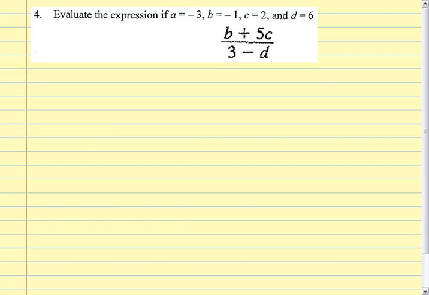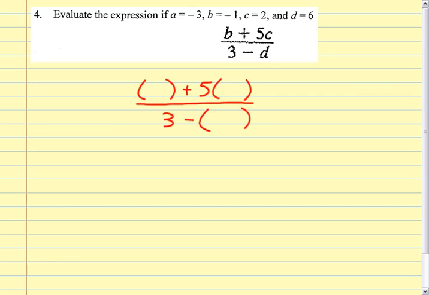But remember, just like with the quadratic formula and us doing factoring using the quadratic formula, go ahead and write parentheses so you don't mess up any of the signs. That's B plus 5 times C all over 3 minus D.